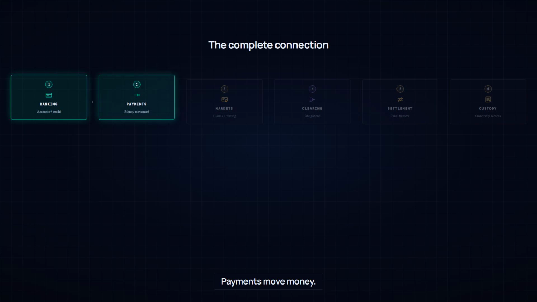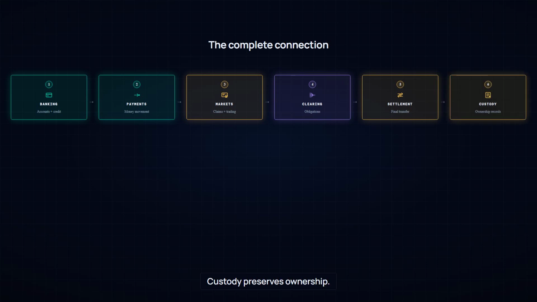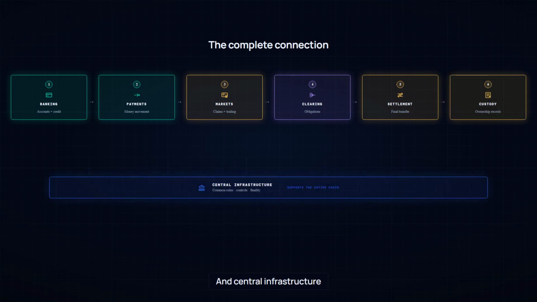That is the complete connection. Banking maintains accounts and creates credit. Payments move money. Capital markets create and trade financial claims. Clearing determines who owes what. Settlement completes the transfer. Custody preserves ownership. And central infrastructure provides common rules, controls, and finality.